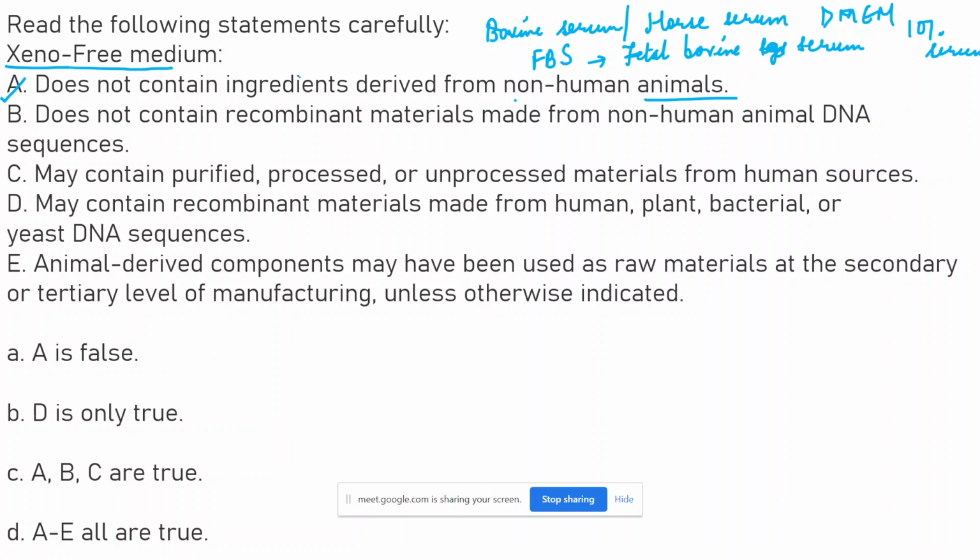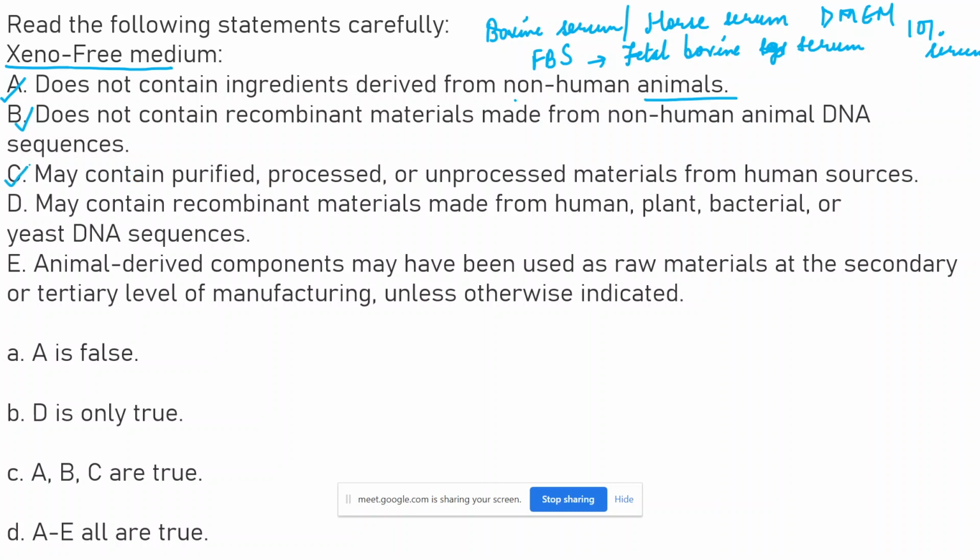The next statement: does not contain recombinant materials which are made from non-human animal DNA sequences. This is also correct because it is xeno-free. It will not have ingredients which are derived from non-human animals, and that means it's not going to have recombinant materials from animals as well. Then third option, may contain purified, processed or unprocessed materials from human sources.